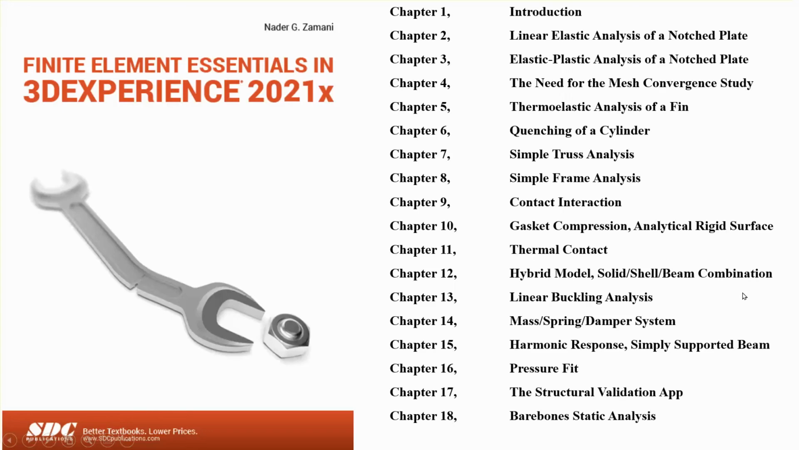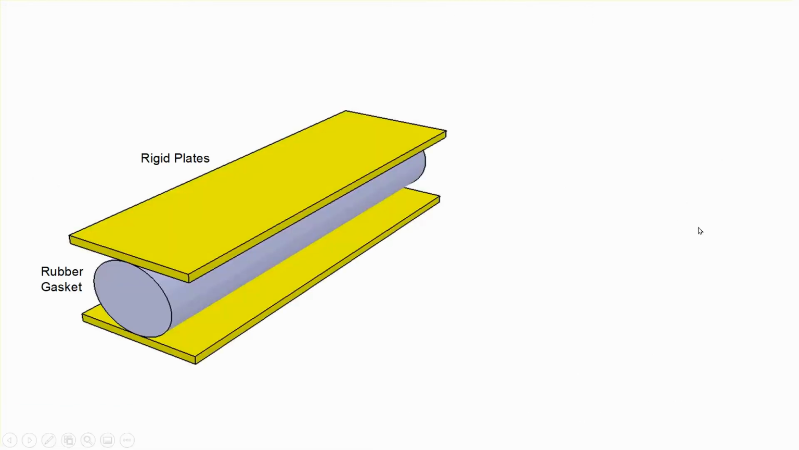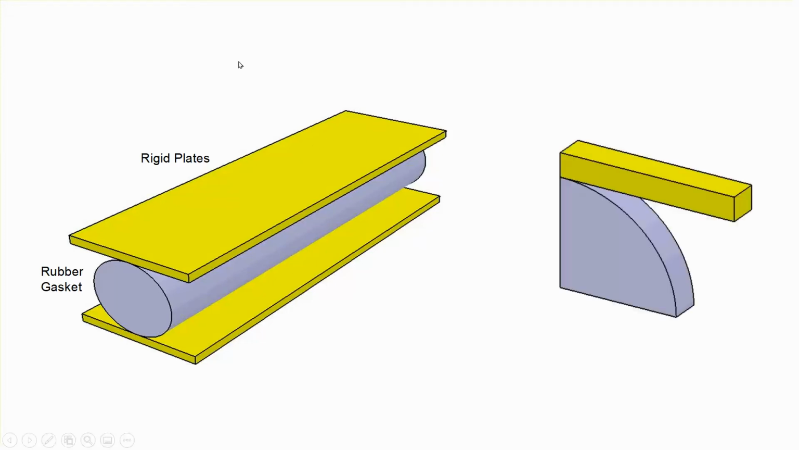All right, so here's a textbook. It's published by SDC Publishers, and there are 18 chapters. The current chapter is chapter 10, which is gasket compression using analytical rigid surface. So the problem that we're going to be doing is a rubber gasket, which is sandwiched between two rigid plates, and these plates are squeezing the rubber gasket.